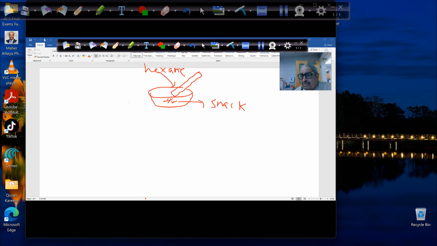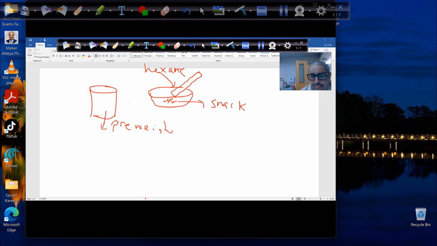I'm just drawing for you the steps here. As you can see, it's very important to be really consistent with the crushing. You have to really crush this one here to make an easy situation for hexane to come and extract. If the snack food pieces are very large, the hexane will have a hard time to dissolve or extract these lipids out of this snack food.